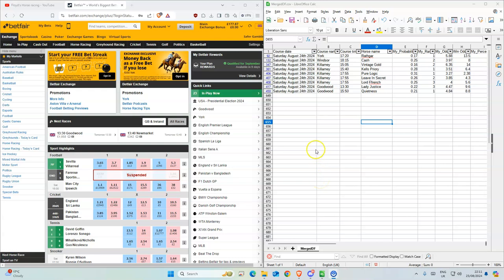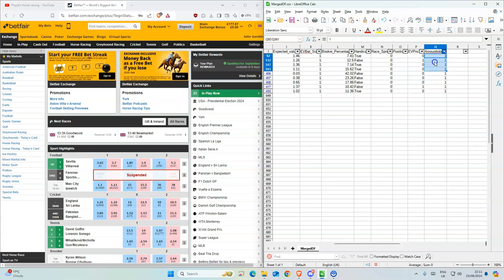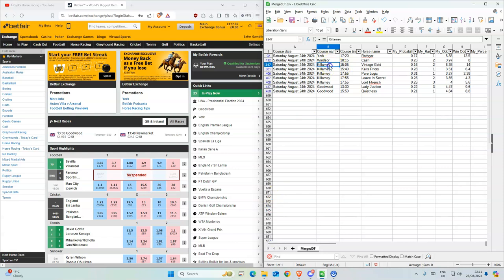Okay, for tomorrow we have nine selections, all one stake each. So nine altogether, mostly from Ireland.